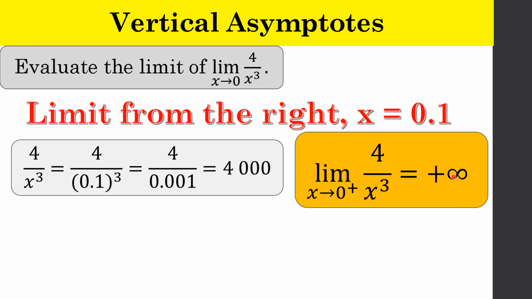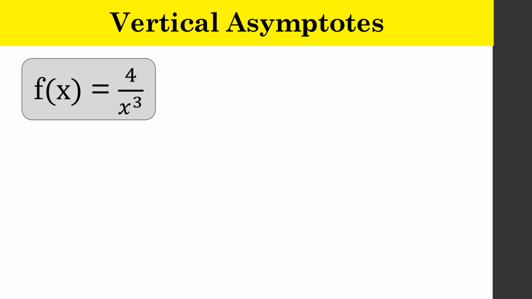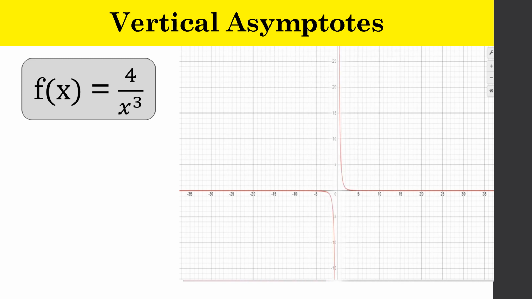Then we will compare the two limits. The left hand, okay, this is the left hand limit, and this is the right hand limit. Are they the same? No, they are not the same. And then we can conclude that the limit of the function does not exist. Okay, limit of the function does not exist.